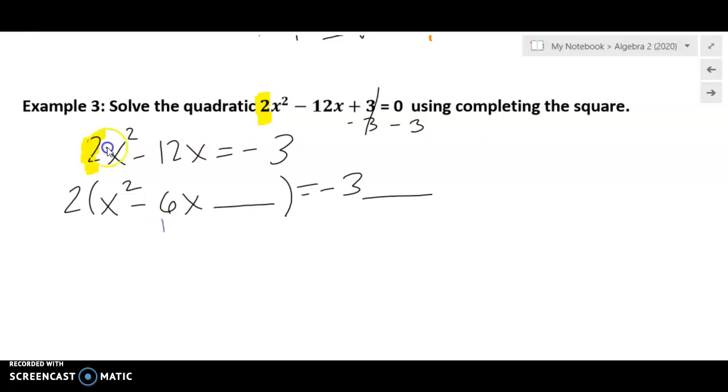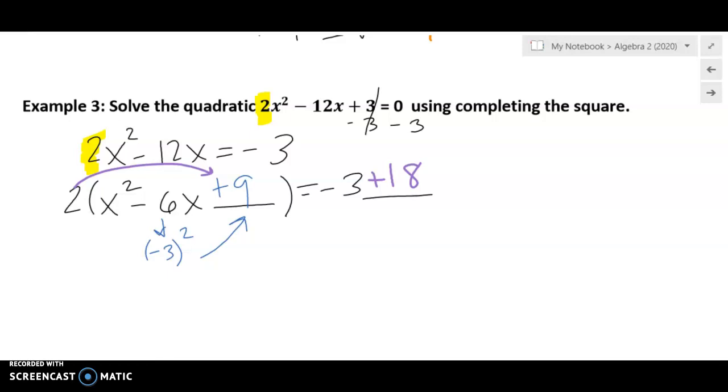Then you do the next normal step, which is half of the middle term. Half of -6 is -3, square it. -3 squared is a positive 9. And then this is where you have to be careful. If you were to distribute this 2 back in, 2 times 9 is actually 18. So technically on the other side, you're trying to make it balanced, you have an 18.